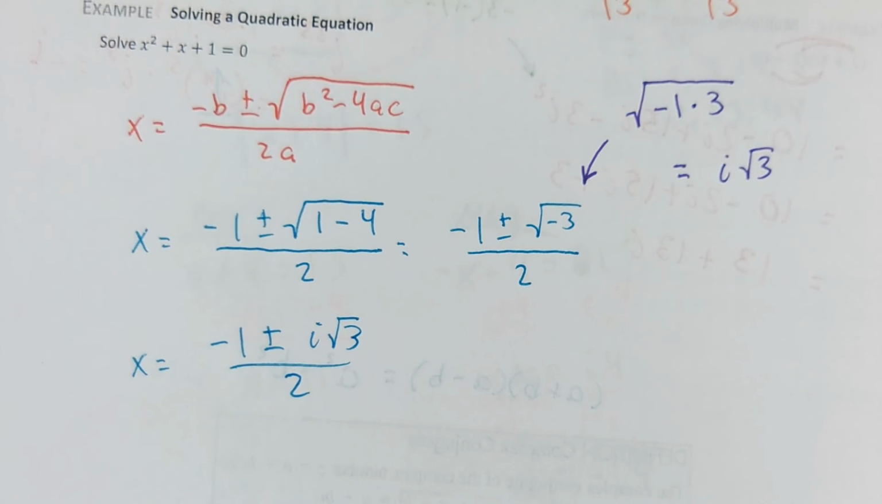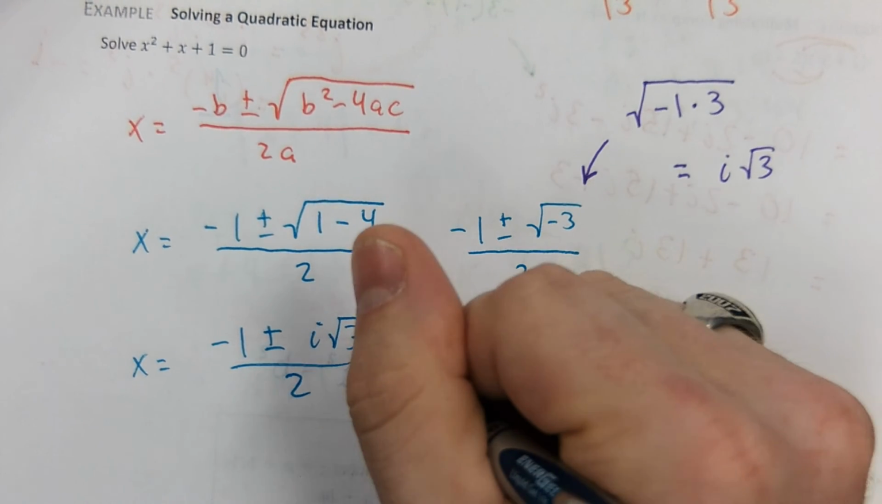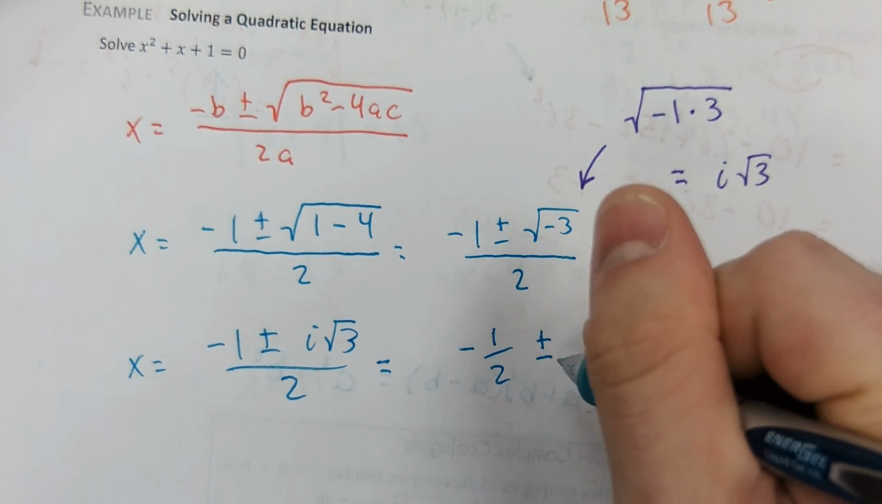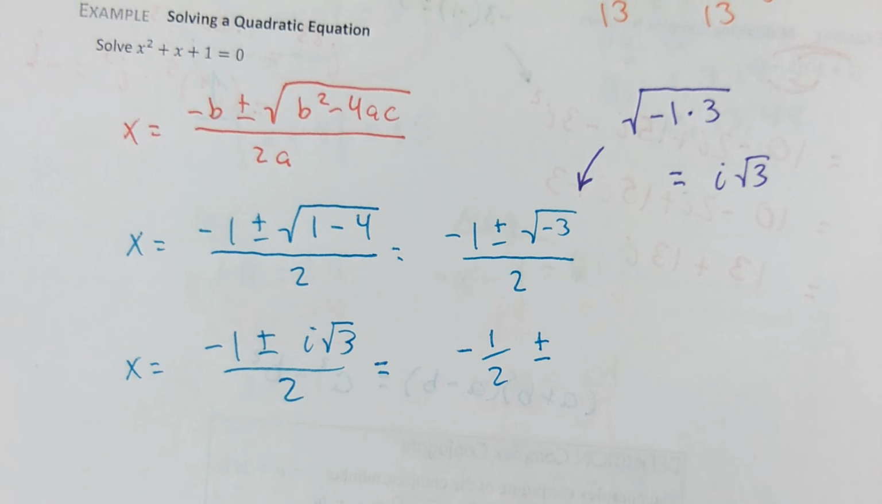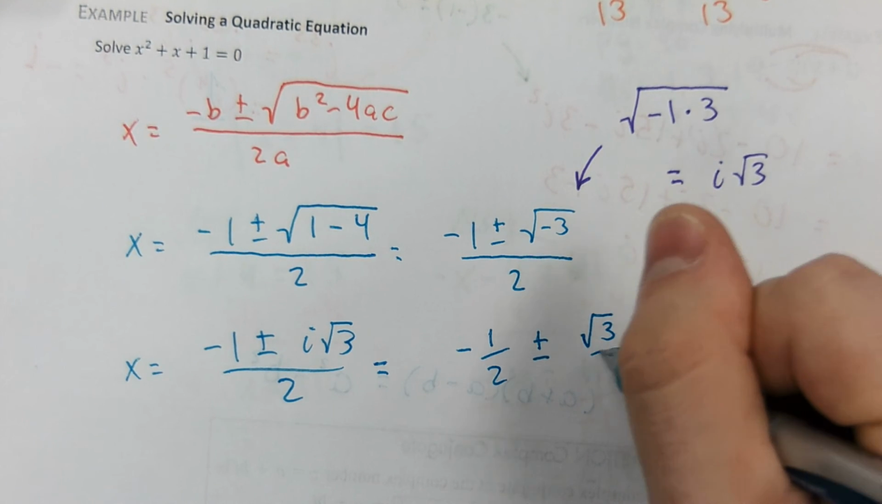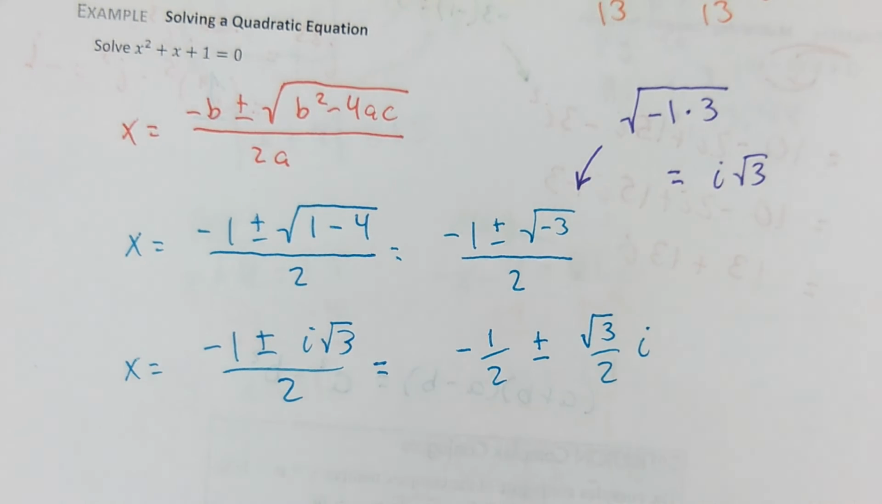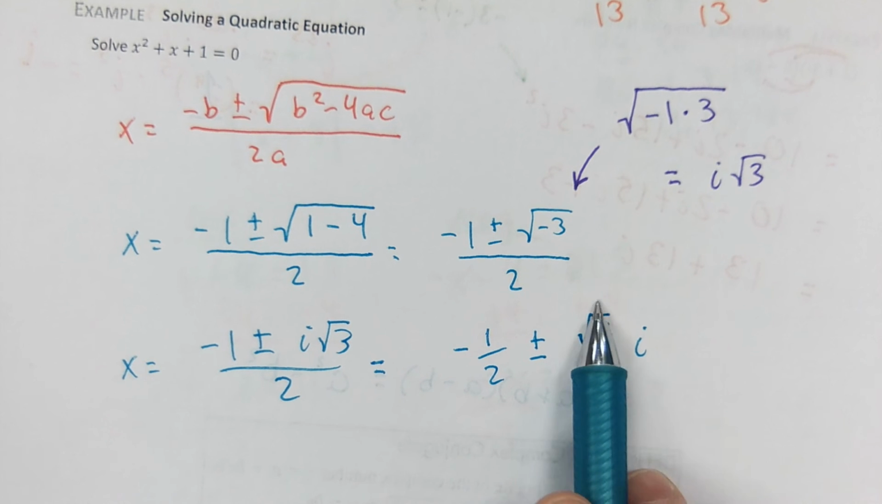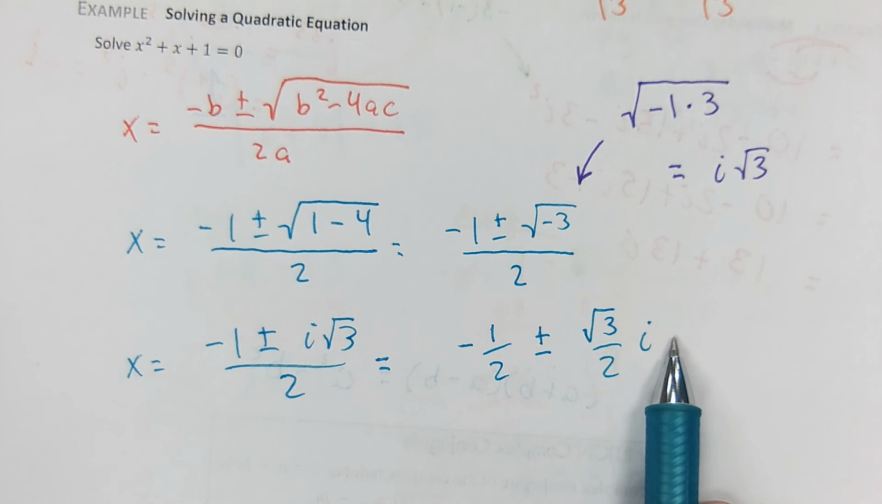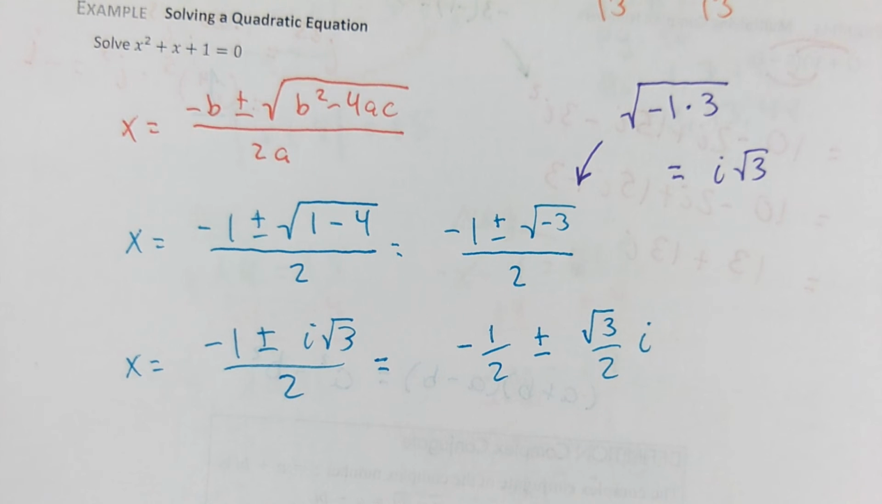This is obviously a set of complex answers because I have a real part and an imaginary part. We're going to separate them into their fraction forms. Negative 1/2 plus or minus. Again, the i will never be written on the top of that imaginary component. So it's just root 3 over 2 i. This is two different answers. It's negative 1/2 plus root 3 over 2i, and it's negative 1/2 minus root 3 over 2i. Two different solutions.